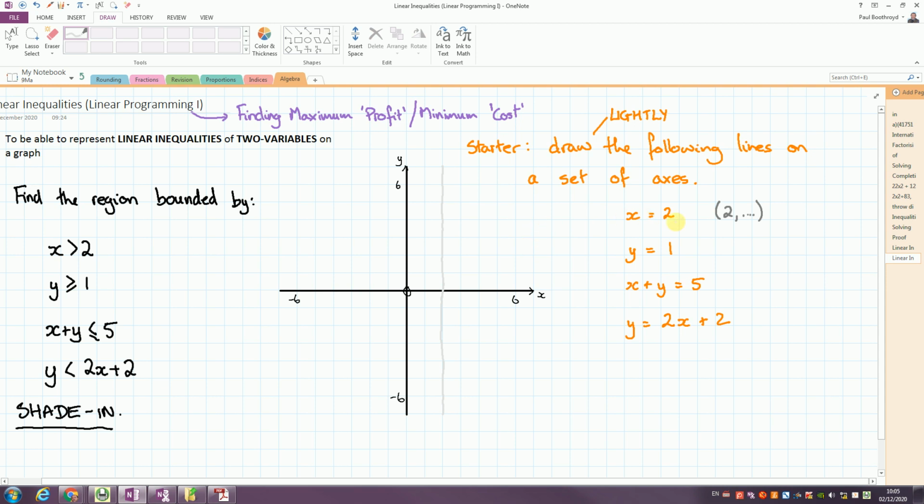Y equals 1, similarly, is a line that has the y coordinate, so something followed by a 1. So something followed by 1 is this horizontal line here. I'll just draw that in. And I'm drawing it very lightly because we want to use the inequalities in a moment.